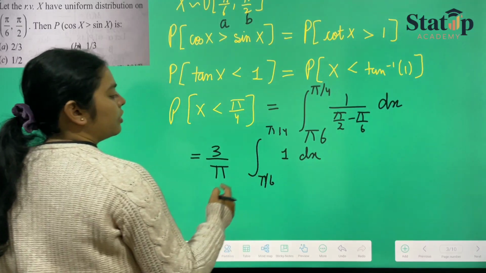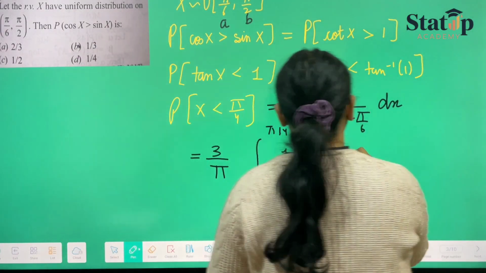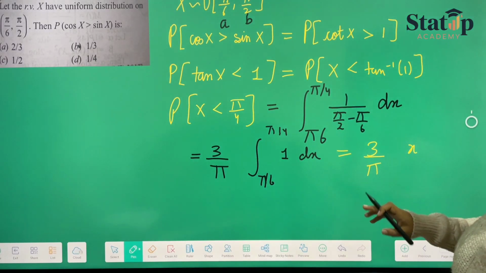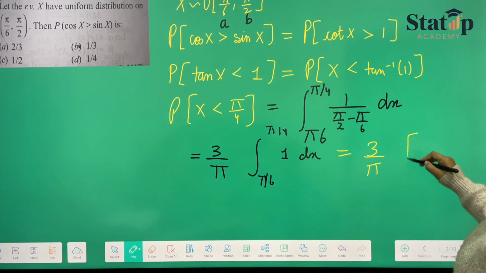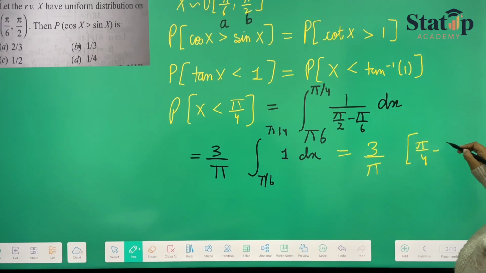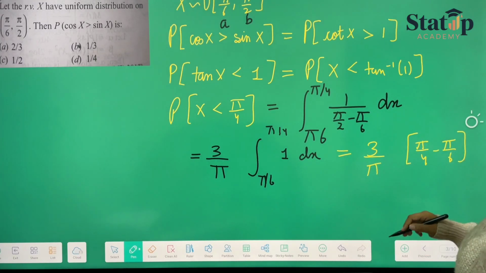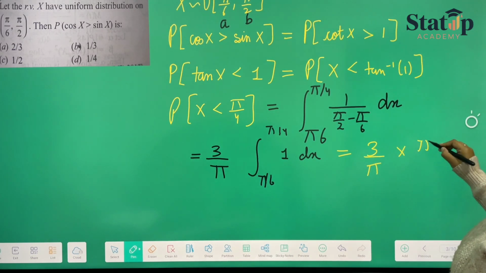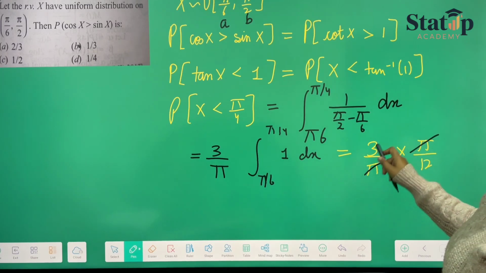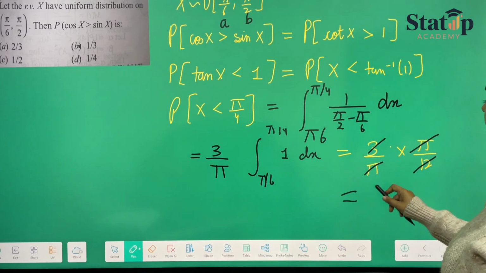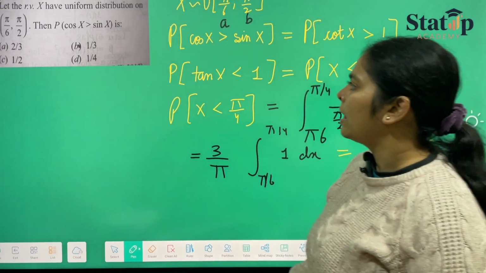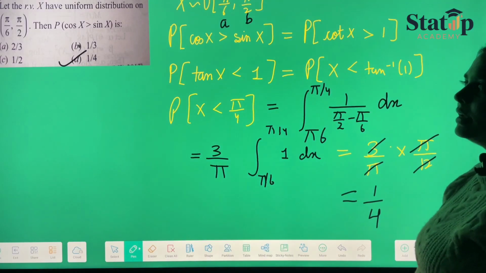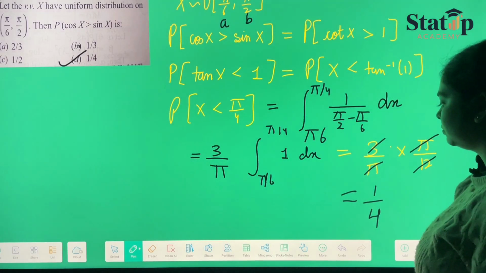dx. Integration of 1 is always equal to x. So putting the value here, 3 by pi x with the limits pi by 4 and pi by 6. So instead of writing the limits, I'm directly writing pi by 4 minus pi by 6. And this will form nothing but pi by 12. So I'm writing here pi by 12. Pi and pi get cancelled, 3 gets cancelled by 12, and we get the answer as 1 by 4, which is our option number D. So the probability that cos x is greater than sin x is 1 by 4.